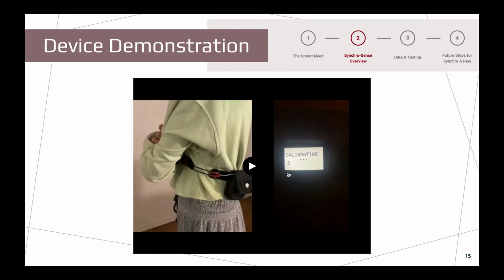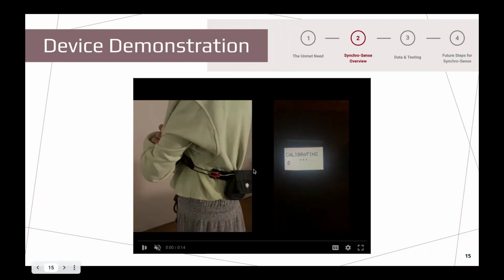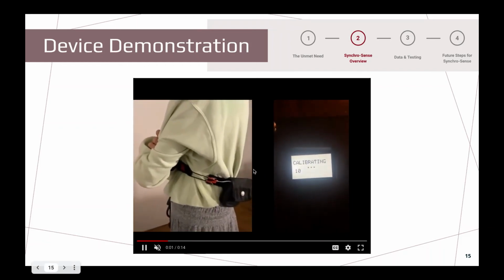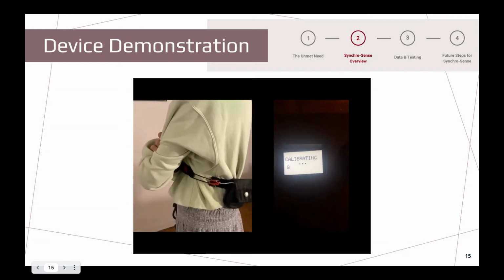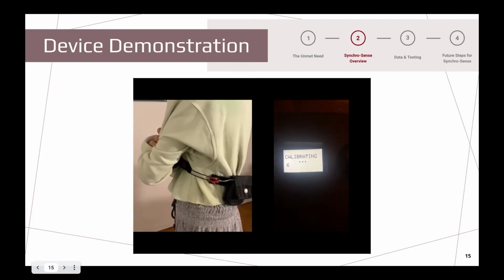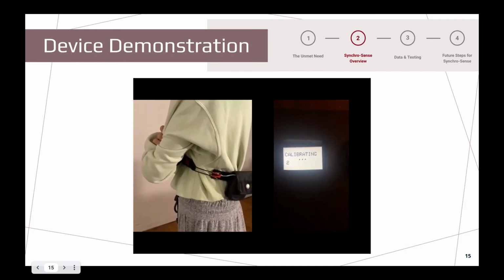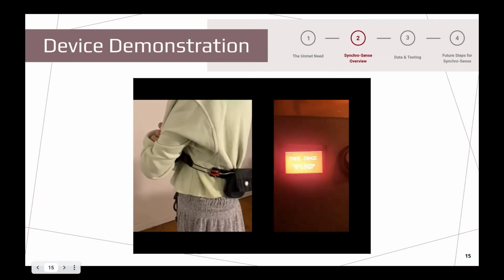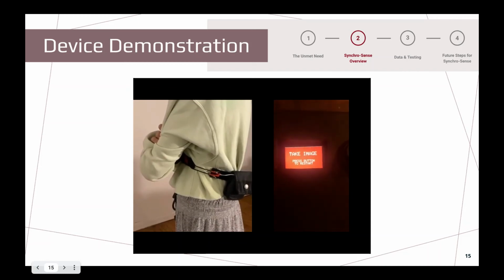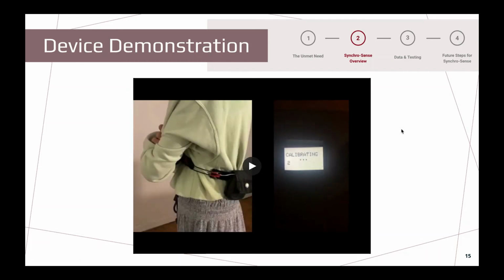This video demonstrates how Synchro-Sense is used. As you can see, we've pressed the button to begin our calibration period of 10 seconds. Over these 10 seconds, the maximum tension value is stored, and then once the 10 seconds have elapsed, it waits until the maximum tension is reached again. And as you can see, the image was captured at our patient's maximum inhalation.